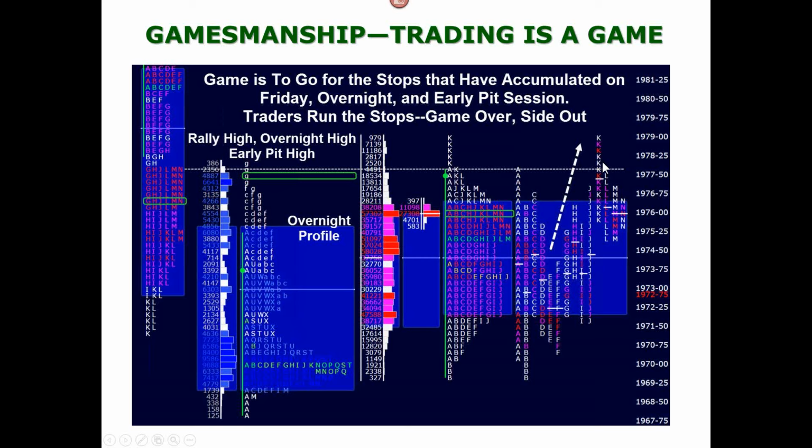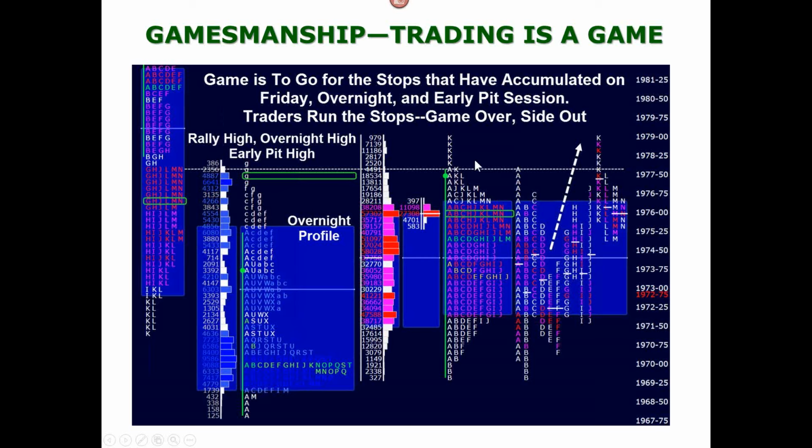I have a friend in Romania. I sent him an IM yesterday morning. I said, be careful of the game playing of the stops from the rally high on Friday afternoon. Late in the afternoon, nothing else going on. Guess what? The game was on full tilt. They came back up, they got these highs, and that was all. It was game over, side out.